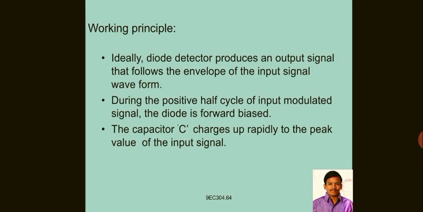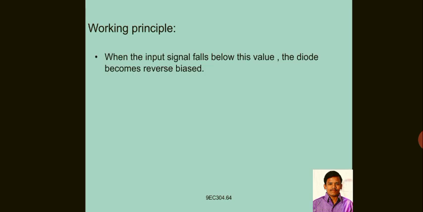Right, so it adjusts rapidly to the peak value of the input signal. When the input signal falls below the zero value, or we can say the cut-in voltage of the diode, as you know, the diode will be on after the cut-in voltage, that is 0.7 volts for silicon and 0.3 volts for germanium. In this case, since we are considering the ideal case, that is V gamma equal to 0, whenever the positive cycle is there, the diode will be on.